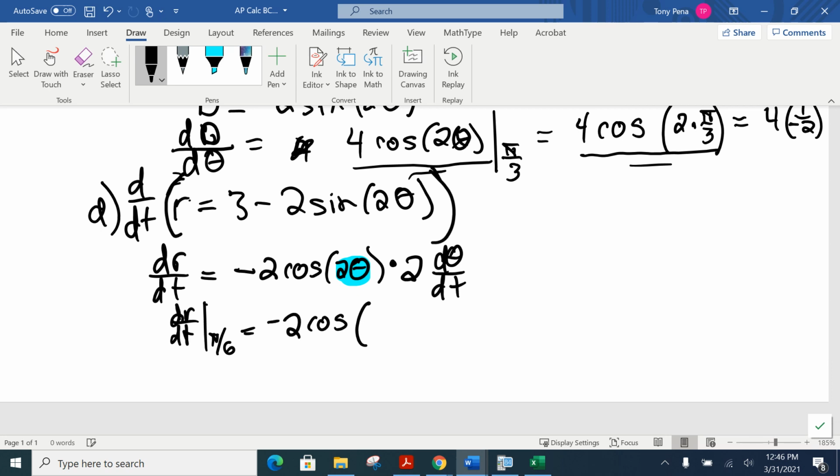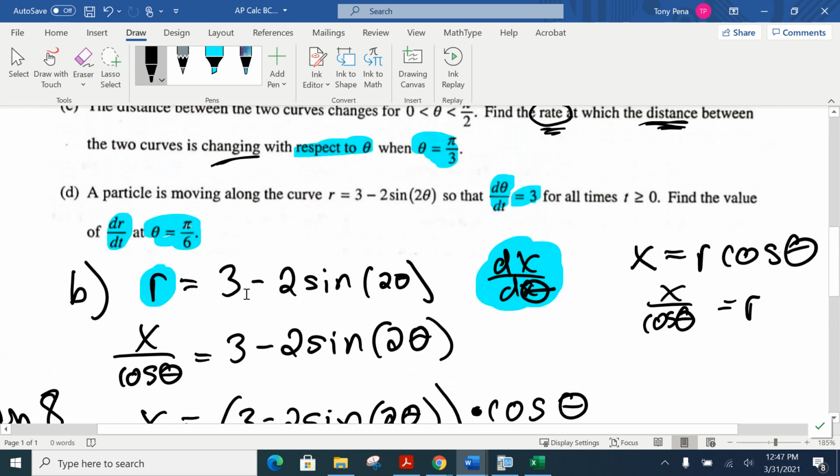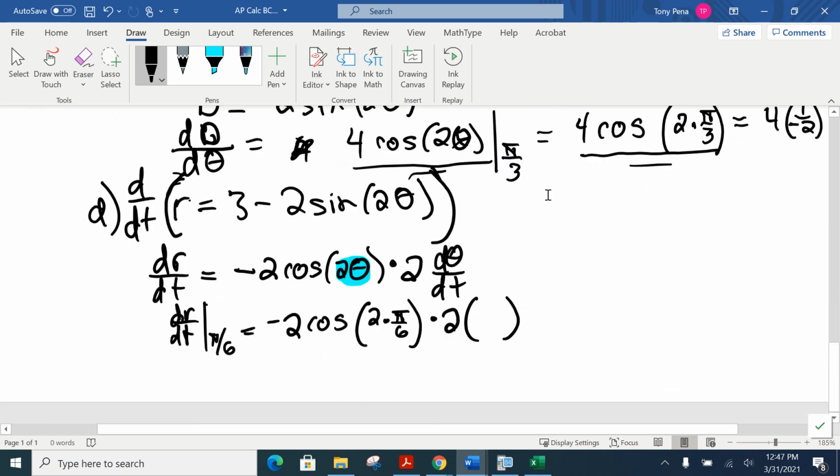And again, you have your calculator. So if you're thinking this is a big unit circle question and you don't like the cosine of 2 times pi over 6, just throw it in the calculator. And the reason that they gave you, because we're not given d theta dt, or at least we don't know what it is, but that's what they gave us up here. D theta dt was equal to 3, and it's for us to now plug that 3 in. And then whatever that is your answer.